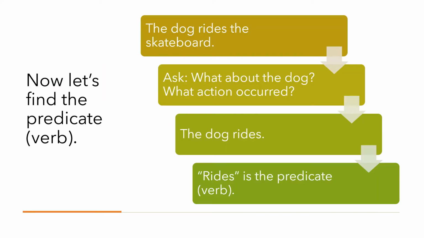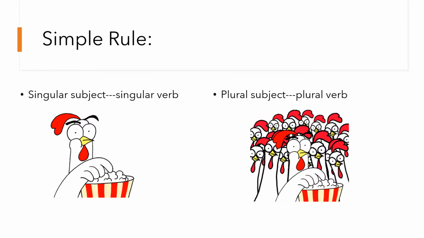All right, now let's find the verb, the predicate. The dog rides the skateboard is our sentence. Ask, what about the dog? What action occurred? The dog rides. So rides is the predicate, the verb. All right, so a simple rule, guys. Singular subjects take singular verbs and plural subjects take plural verbs. Singular is one, plural is more than one.